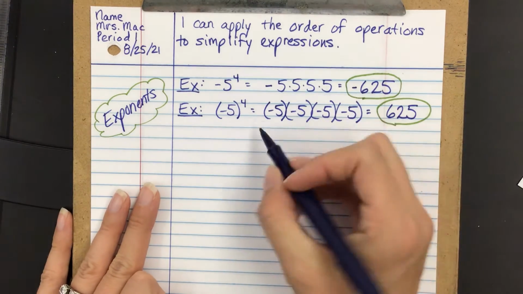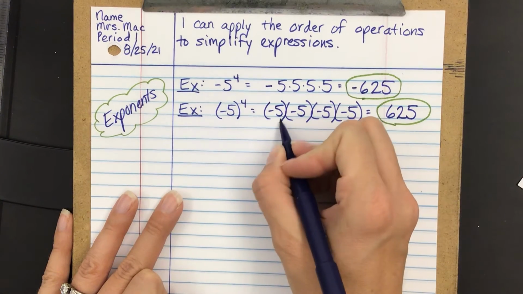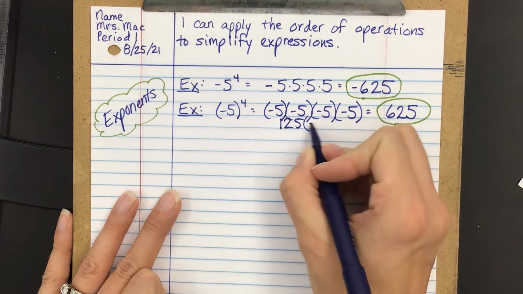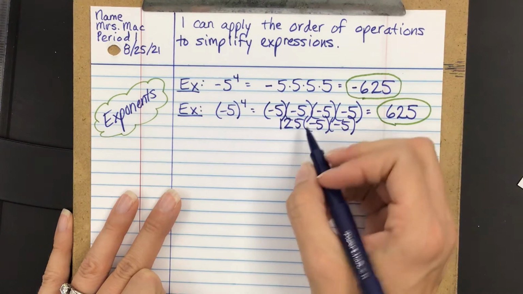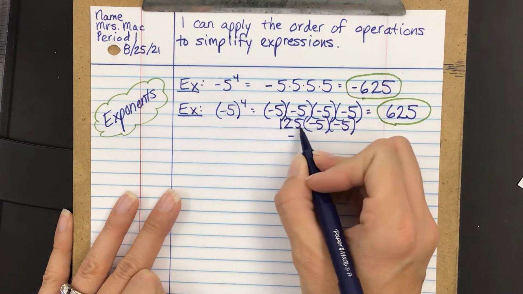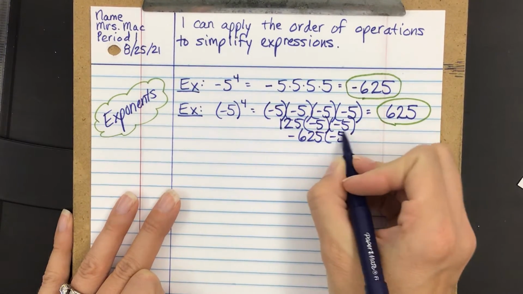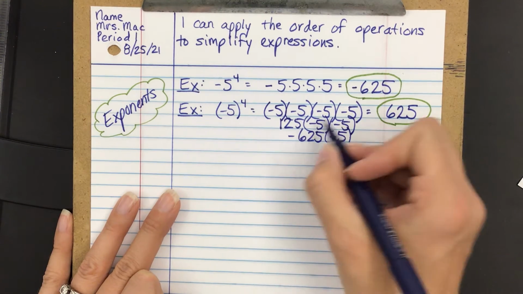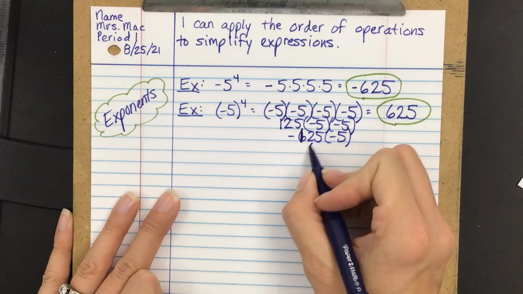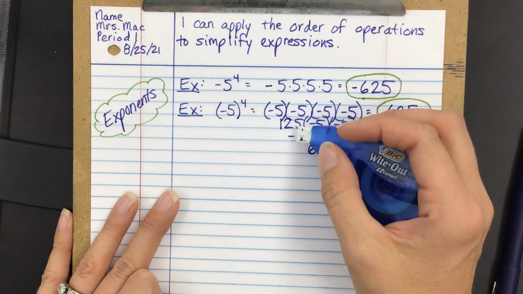Okay. But here, for those of you that didn't quite follow that, let me just show you. Negative 5 times negative 5 will be a positive 25. A positive times a negative is a negative, and 25 times 5 is 125. A negative times a negative is a positive. Oh, sorry, that's supposed to be 125. And this will be positive 625. Sorry about that little typo there. That should just be a 1.